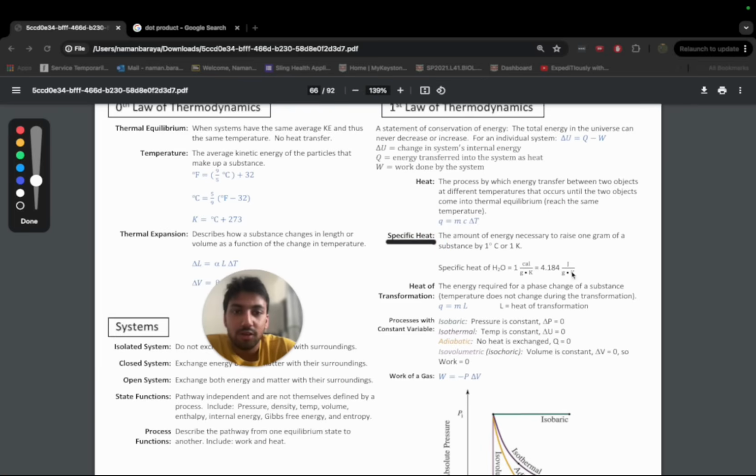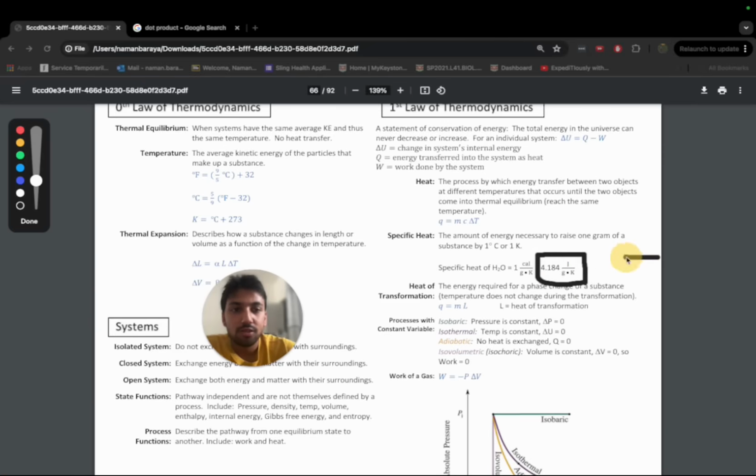Now we have specific heat, which is the amount of energy necessary to raise 1 gram of a substance by 1 degree Celsius or 1 Kelvin. The specific heat of water, for example, is 1 calorie divided by grams times Kelvin, and it's equal to 4.184 joules divided by gram Kelvin. This is something that's going to come up a lot.